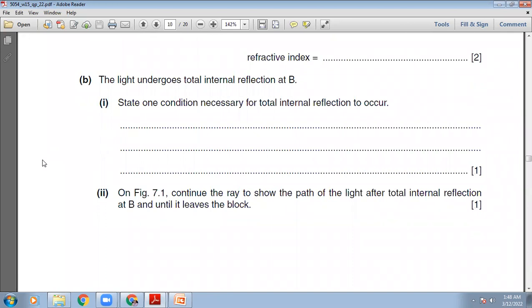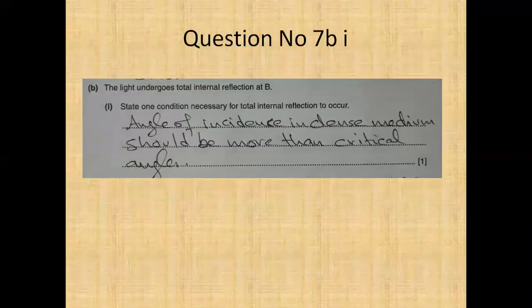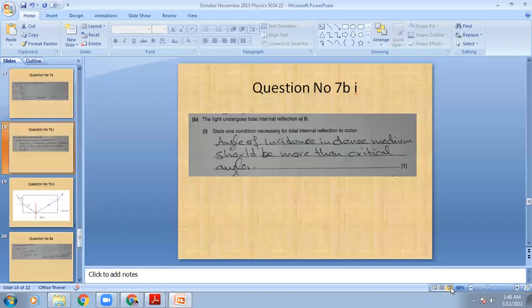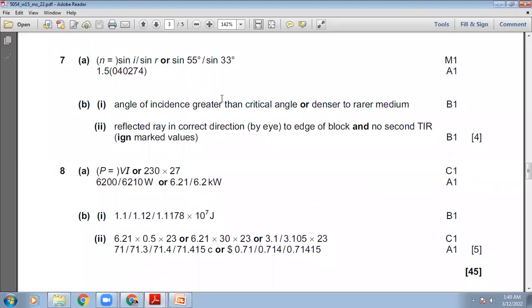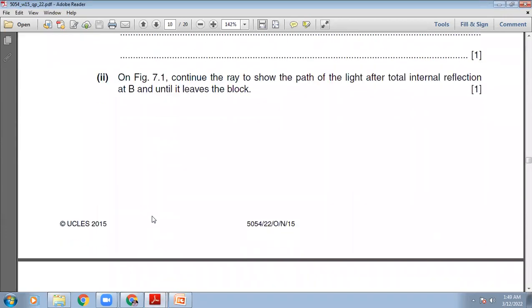The light undergoes total internal reflection at the B state. One condition necessary for total internal reflection to occur: the angle of incidence in the dense medium must be more than the critical angle of the glass. So that's our answer, okay, so our answer is right.